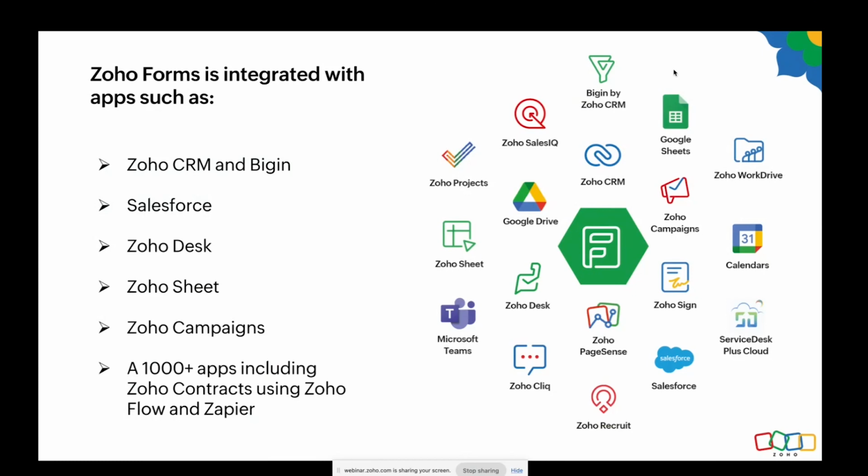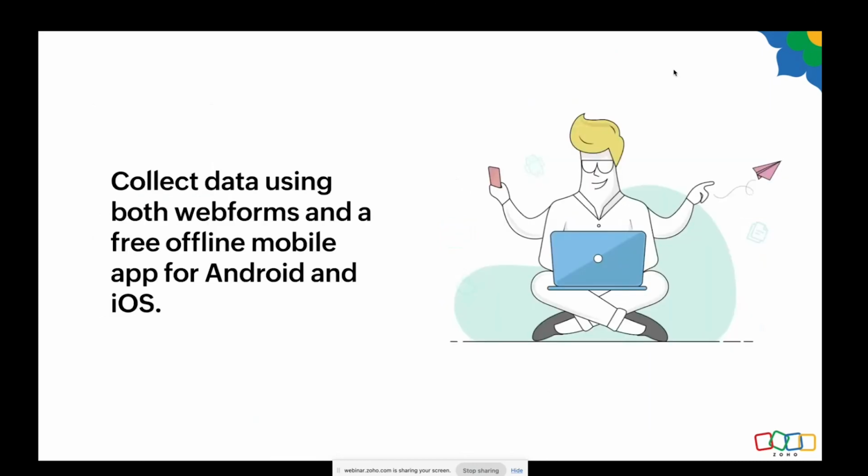Similarly, let's say that you have a form on your website and the customer information you collect from the website has to auto populate in an application like Zoho CRM. Let's say that you have a lot of contacts in Zoho CRM that need to be auto populated from forms. You can get the data and pass it to the contacts module in CRM and then automate the data entry process there. Not just web forms, we also have an offline mobile application for Android and iOS.